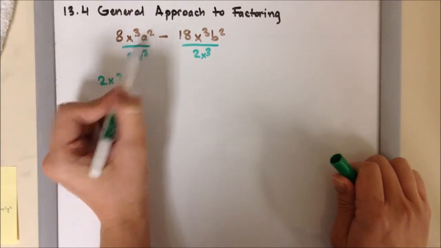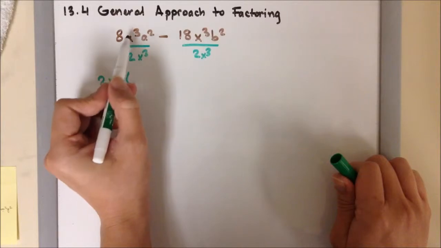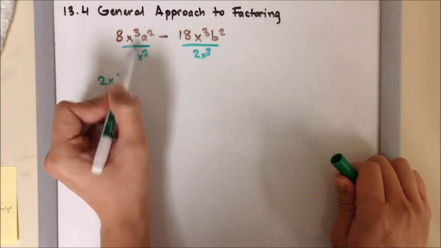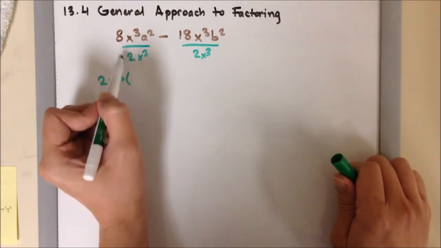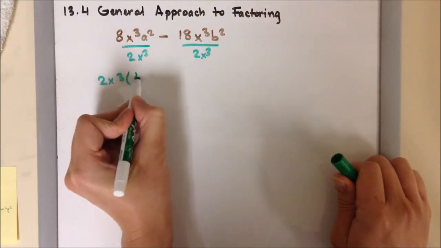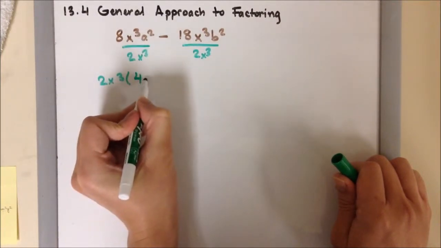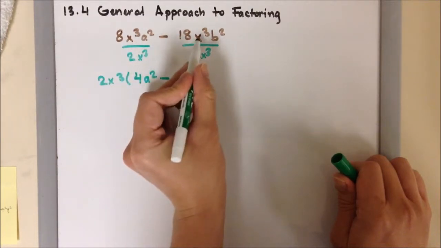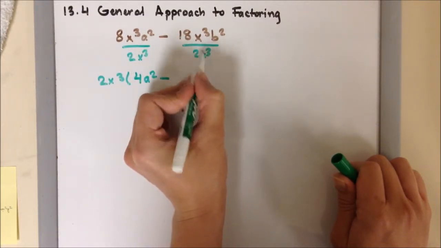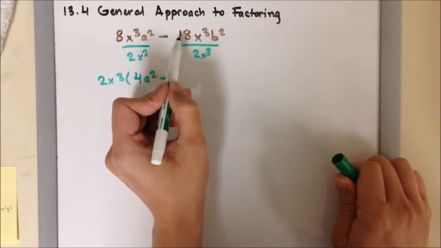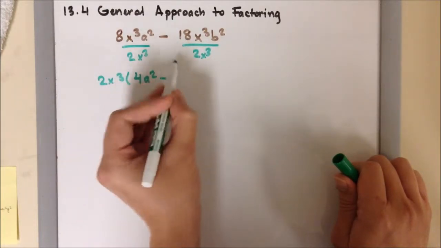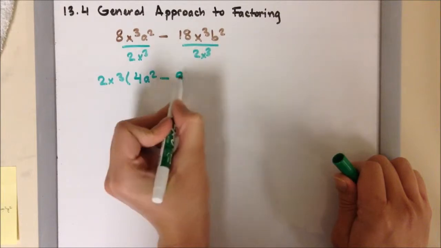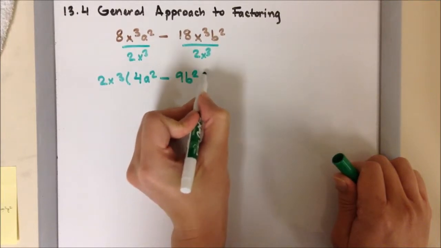8x to the third a squared divided by 2x to the third. So the x to the third will divide into 1. Then 8 divided by 2 is 4. And I have left the a squared. And then minus. So again, the x to the third divided by x to the third will become 1. Then 18 divided by 2 is 9. And I'm left with the b squared, so I'll put it next to the 9. Close parenthesis.